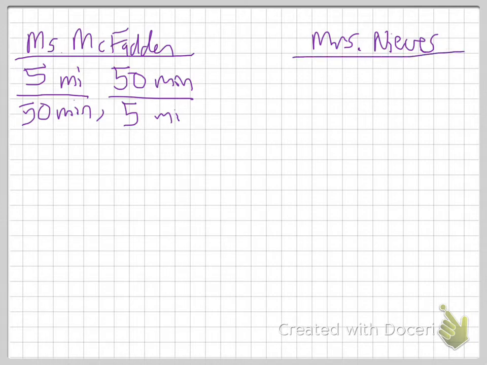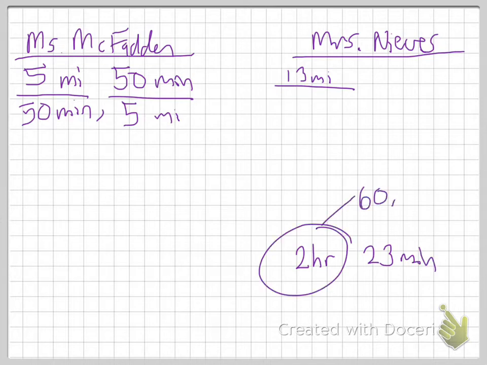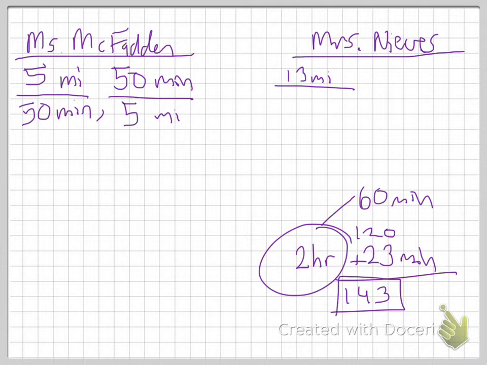My rates, on the other hand, I can go 13 miles, and it takes me about 2 hours and 23 minutes to do this. But I do ask for the rate in miles per minute, so I'm going to do a little conversion here, 2 hours and 23 minutes. I know that every hour has 60 minutes in it, so that would be 120 plus 23 minutes. So that's about 143 minutes. So I can go 13 miles in 143 minutes.